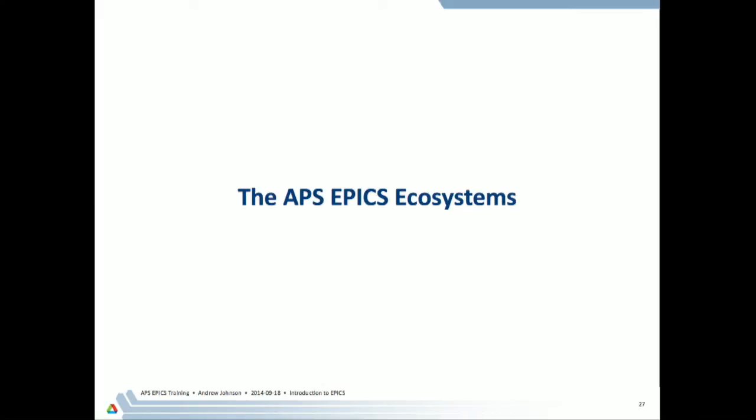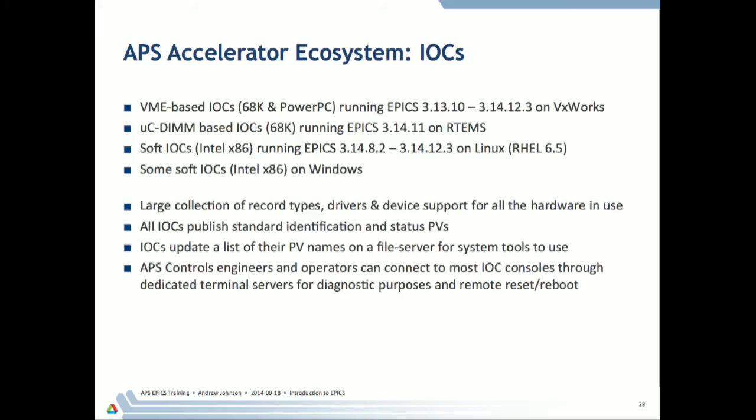Okay, the APS, what parts of EPICS are we using here? So within the accelerators, we have a combination of VME IOCs running various versions of EPICS back to 3.13.10, sorry, and some embedded IOCs on something called a UCDIMM, which is a credit card-sized processor with a 68000 processor running EPICS with the RTEMS real-time operating system. And also the accelerator has well over 100 soft IOCs running on Red Hat Linux, again, various versions of EPICS. That's one of the things about EPICS.